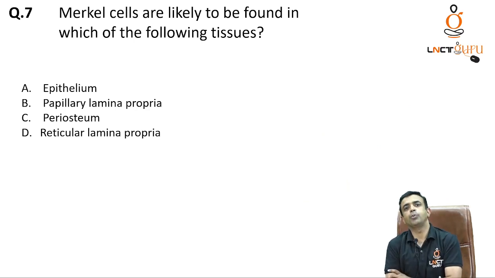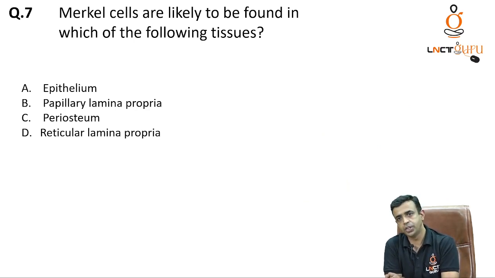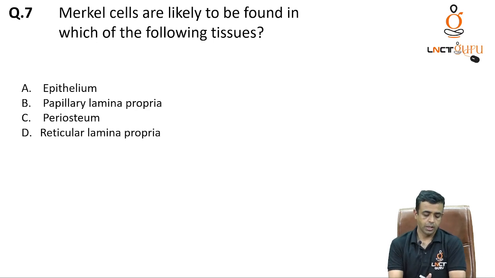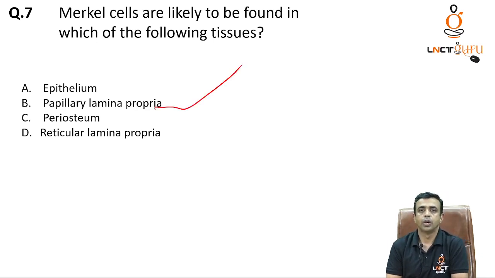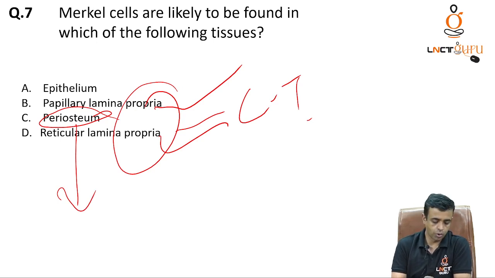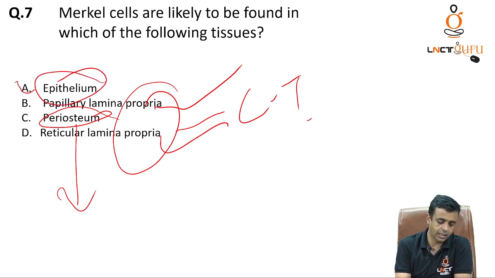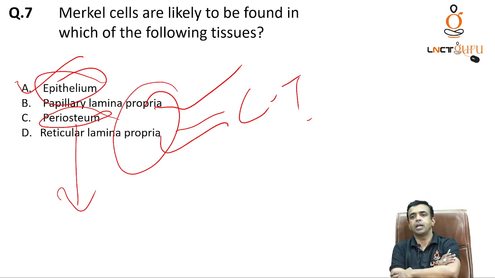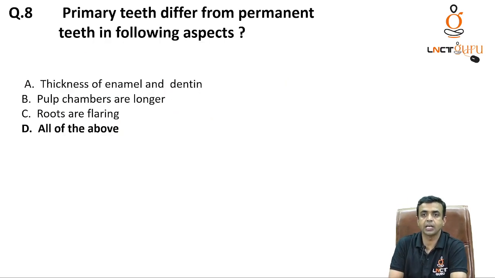Merkel cells are likely to be found in which of the following tissue? So for that you should know what are Merkel cells. Merkel cells are the sensory cells which are seen in epithelium. Lamina propria is a part of connective tissue. Reticular lamina propria or papillary, both lamina propria are part of connective tissue. Periosteum is the outer covering of a bone. So the only option which is right is epithelium. Merkel cells are seen in epithelium. So option A is the correct answer.